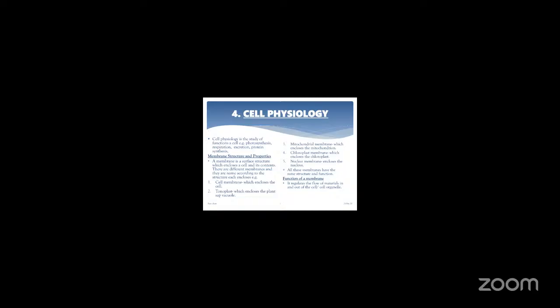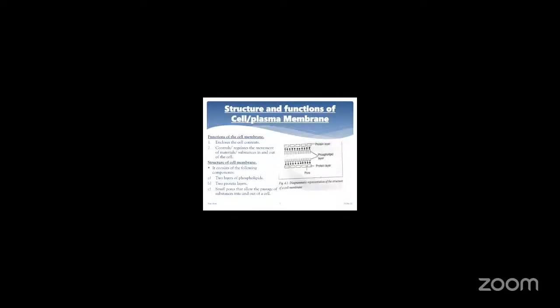How do these cells relate with other cells? How do they behave when they are placed in solutions of different concentrations? That is what cell physiology is about. And because each cell, be it an animal cell or a plant cell, has a cell membrane, we went ahead and studied the cell membrane structure. And we said that the cell membrane has two main functions. Number one, it controls and regulates movement of materials in and out of the cell. How is this possible? This is possible because cell membranes have pores.